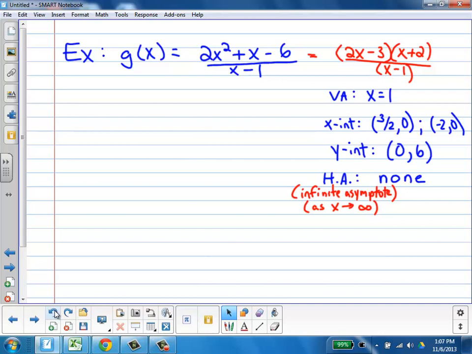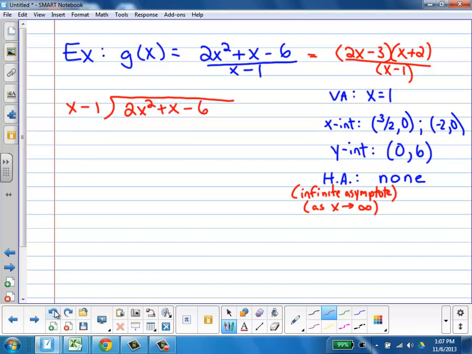You could use synthetic here since we're just dividing by x minus 1. If it was something more strange, you would need to use long division. So I'll practice the long division with you. In fact, why don't you set this division up, press pause, and come back when you've done it.